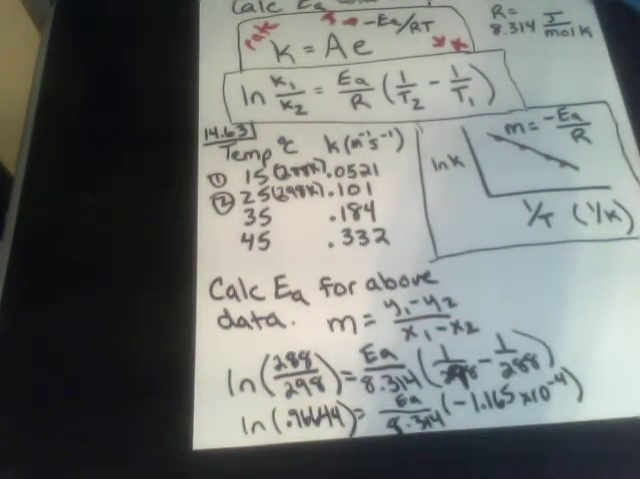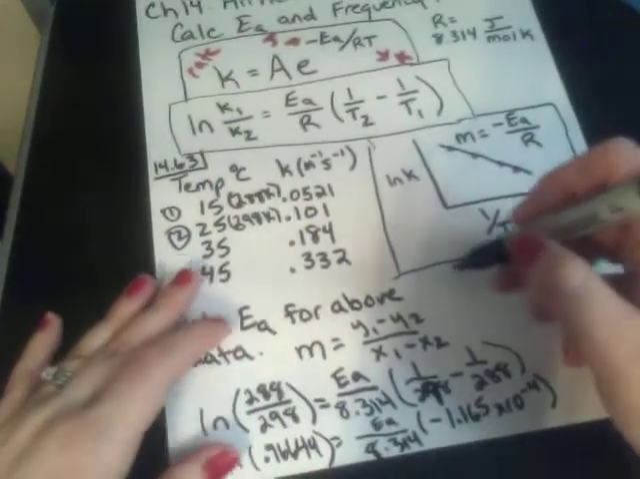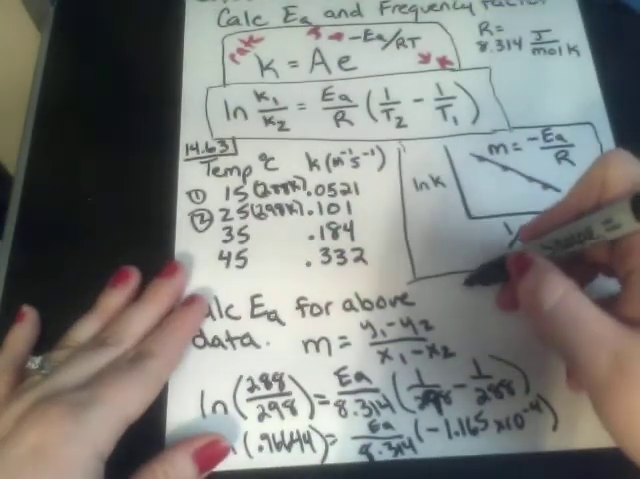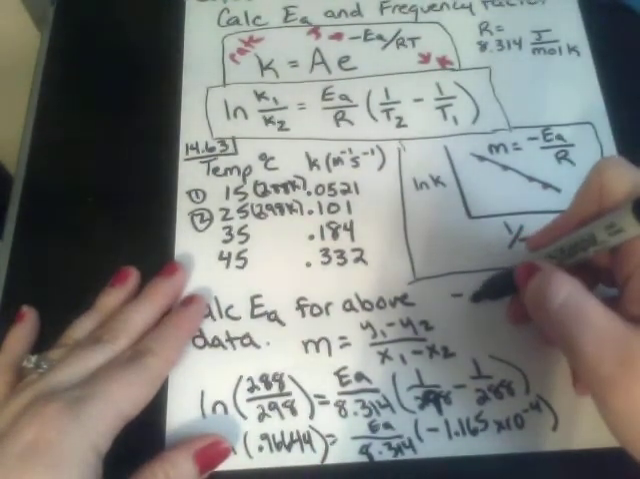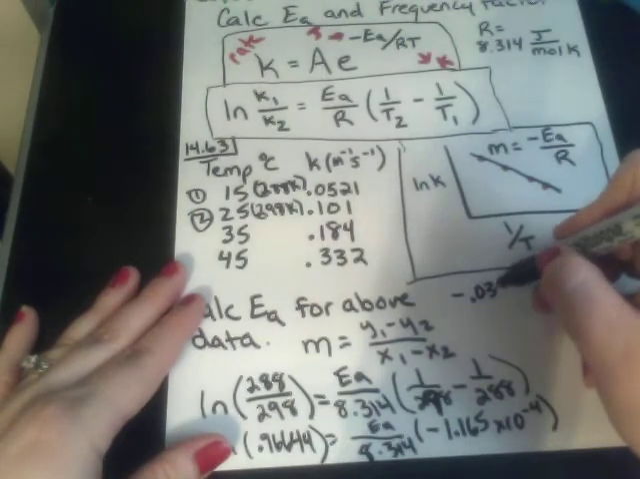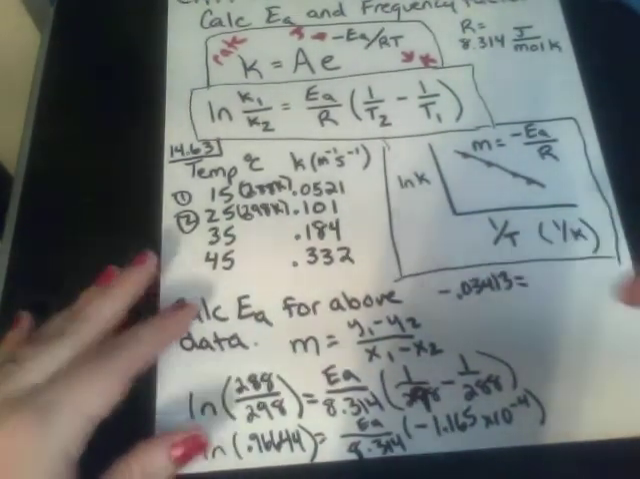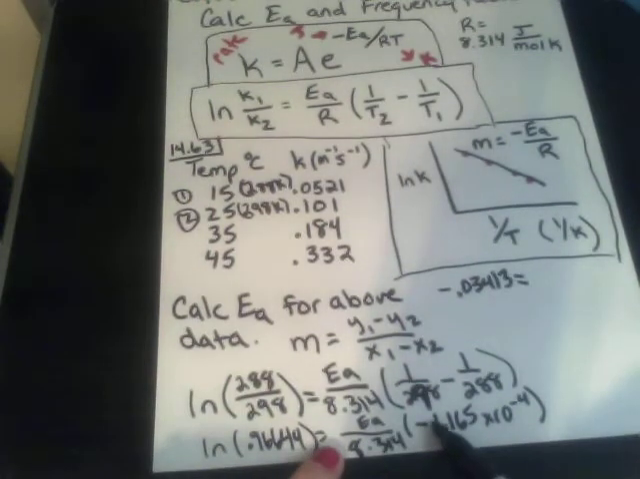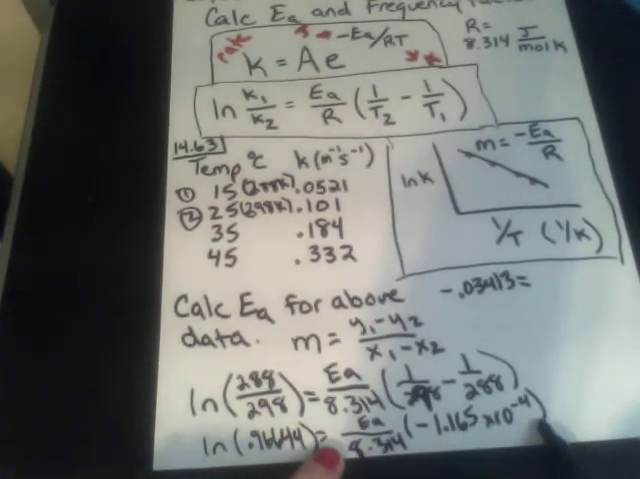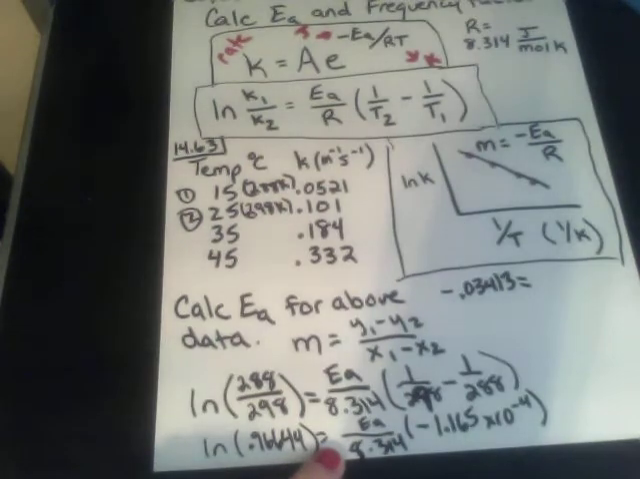Let me see if I have that function on here. I do. So, moving my messy, sloppy work up here, I get negative 0.03413 is equal to, so in order to get this into one constant, what I could do is take negative 1.165 times 10 to the negative 4 and divide it by 8.314.